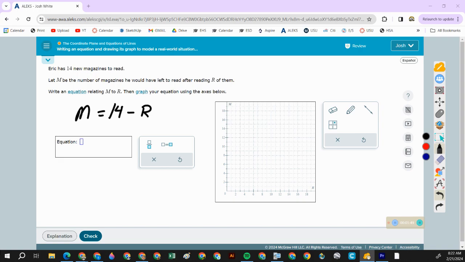So there are 14 to read. Every time he reads, we subtract 1. So 14 minus R. So if I rearrange that, M equals negative 1R plus 14. So we start with 14 magazines, and every time he reads 1, we subtract 1. So it would look like that.